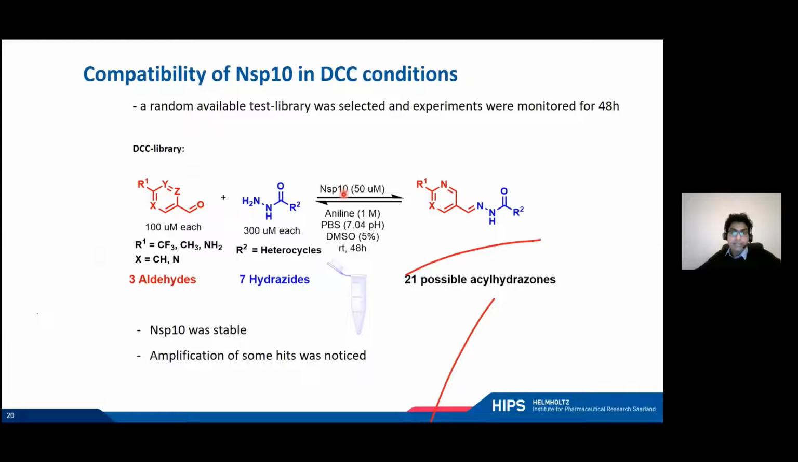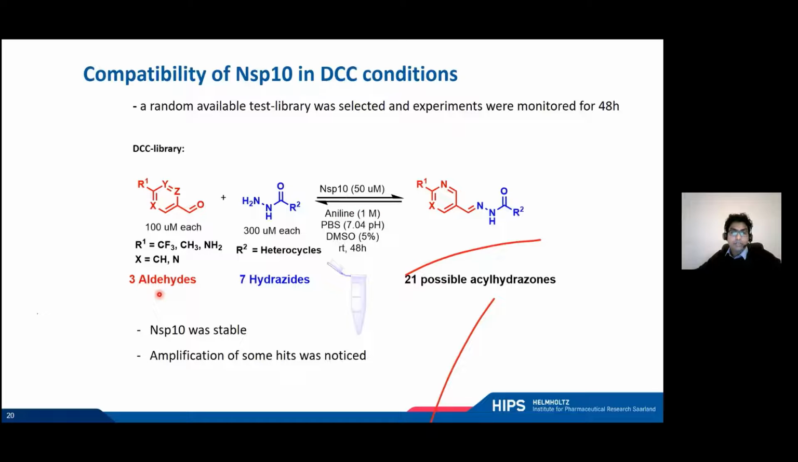And then we add Nsp10, which is our protein. The solvents were PBS, which is the phosphate buffer in water, and DMSO, and aniline was the catalyst for this reaction. Because at higher pH, this reaction is not reversible, right? That's what I told you. But when you add aniline, which converts this aldehyde to imine, and imines are more reactive than the aldehydes towards this acyl hydrazone formation, in that case the reaction is still reversible. So that's the role of aniline here.